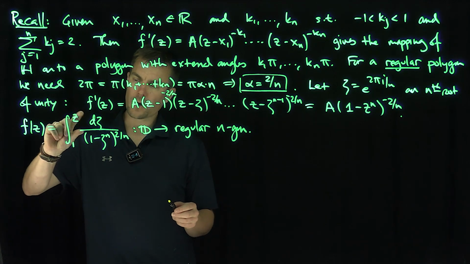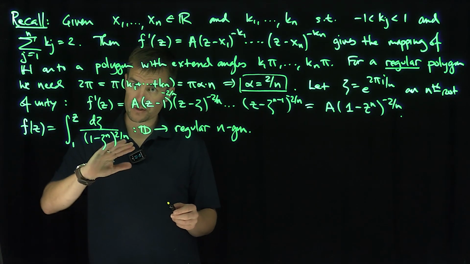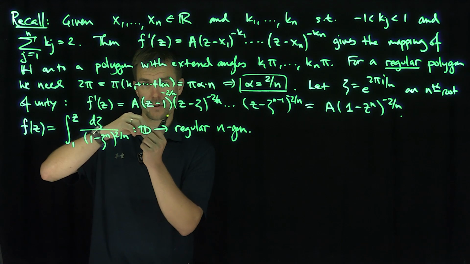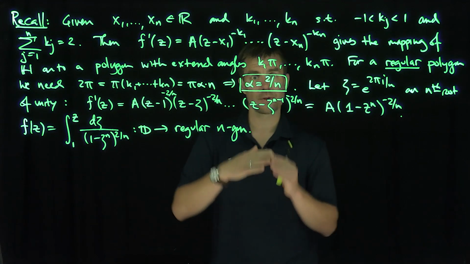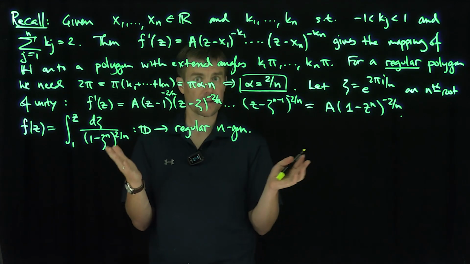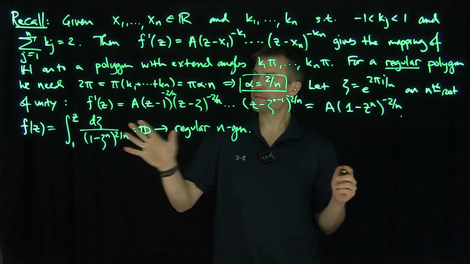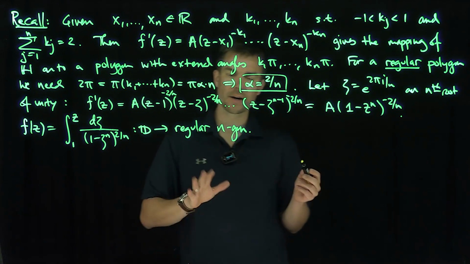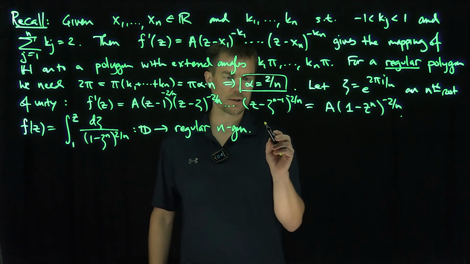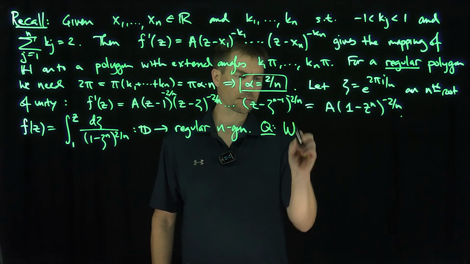I'm going to basically go around, and the argument of this thing is going to change, right? The argument is going to change on the unit circle, not on the real line, which is okay, right? The branch cuts happen on the unit circle, that works equally well, right? So that's fine. So this gives me a mapping from the disk onto a regular N-gon. Let's find the side lengths. So the question is, what are the side lengths?